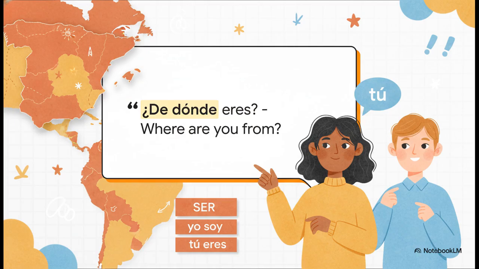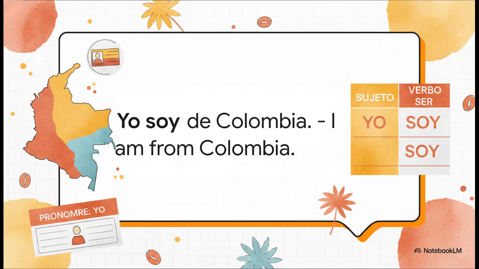Now, notice he uses the conjugation eres because he's talking directly to his new classmate using the informal tú. Sofia enthusiastically replies, Yo soy de Colombia. I am from Colombia. Look at that. She used the subject pronoun yo and paired it perfectly with soy. She's expressing her origin, which is the very foundation of her personal ID card.